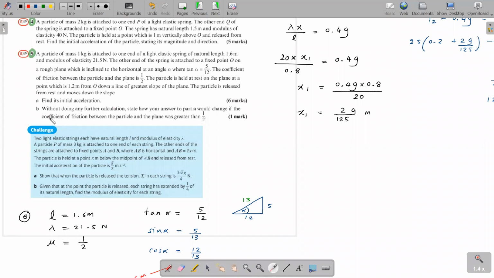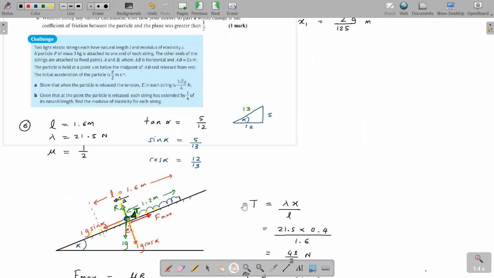Moving on to part B, they say without doing any further calculation, state how your answer to part A would change if the coefficient of friction between the particle and the plane was greater than half. So they are not asking you for a calculation, it's just 1 mark. You have to give a description of what would happen if the mu is greater than half. So let's go into the calculation.